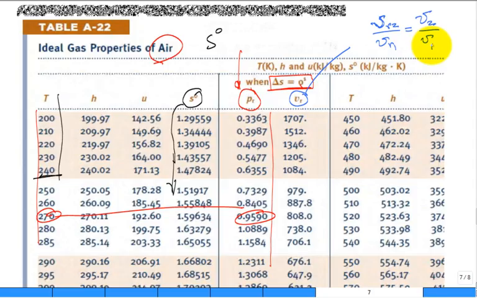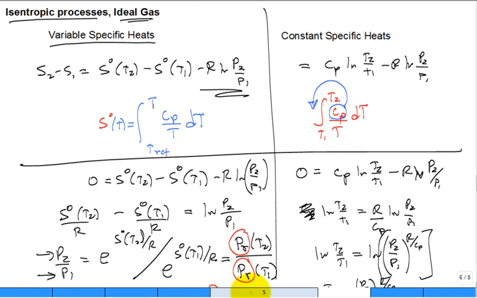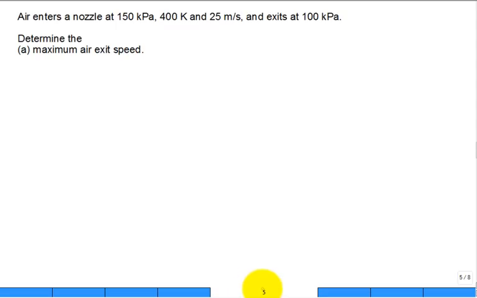All right. I wanted to see if I can use that in a problem. Here's a problem. We'll solve it two ways. We'll use the tables with the P sub R's, accounting for variable specific heats, and then we'll just use it with constant specific heats. Air enters a nozzle. So here's our nozzle. It enters at a pressure 1 of 150 kilopascal, temperature 1 of 400 Kelvin, and velocity 1 of 25 meters per second, and it exits at a pressure 2 of 100 kilopascal.